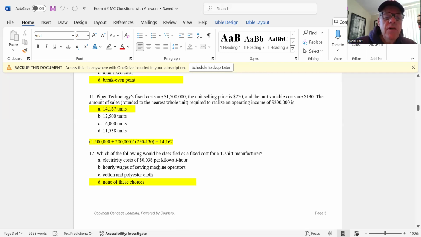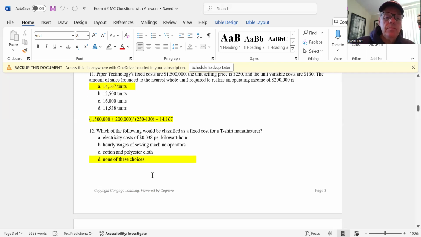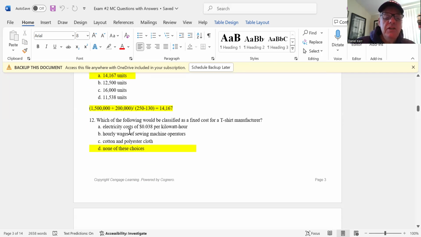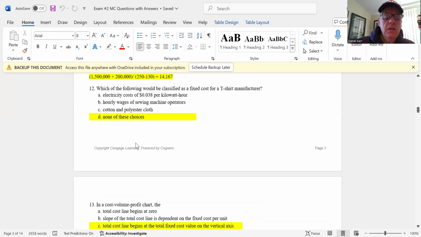Number 12, which of the following would be classified as fixed cost for a t-shirt manufacturer? Well, electricity cost, hourly costs, cotton and polyester cloth, those are all variable costs. So none of these would actually be fixed costs. An example of fixed costs might be depreciation on the factory. So the reason the answer is none, those are all variable costs.